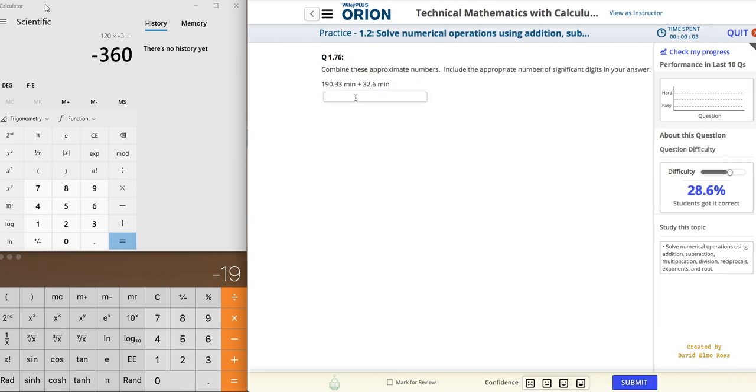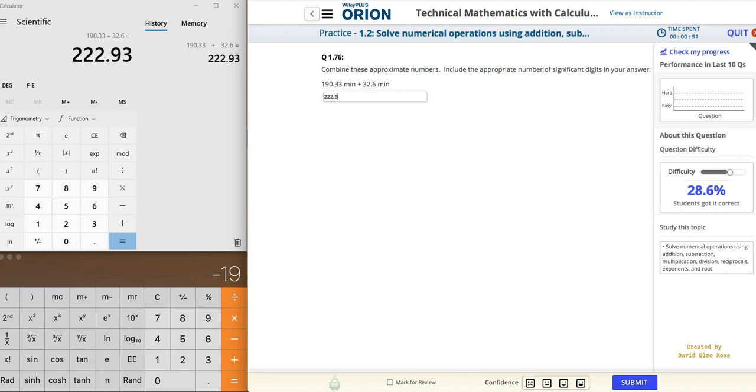Now in this case, we have an addition. This is 190.33 plus 32.6 equals. Now, the units are minutes here, so notice one of the things you're going to find is if you're adding, the number of significant digits that you should have in your answer is going to be the one that has the least number of decimal places when you're adding or subtracting.